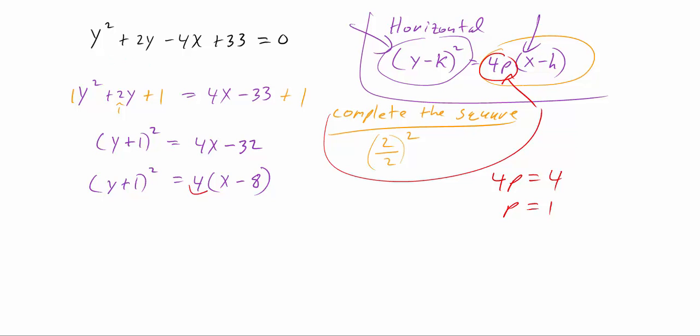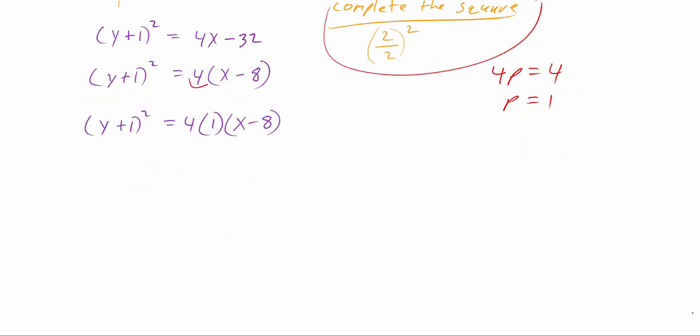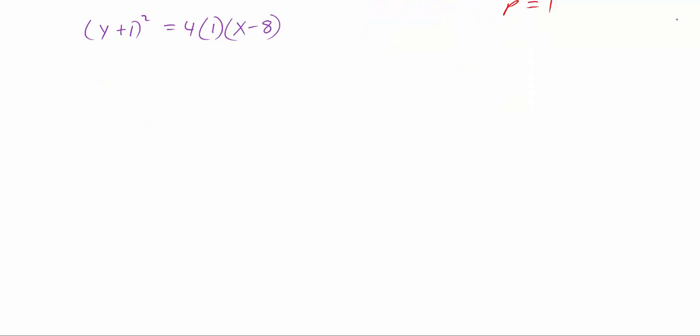So if it's helpful, you don't have to rewrite this, but that just means we would end up with y plus 1 squared. And we could technically think of this as 4 times 1. And again, it's understood to be a 1, so we don't need to write that. And then multiplied by x minus 8. So now that we have our standard form, from this point, we can easily identify the vertex.